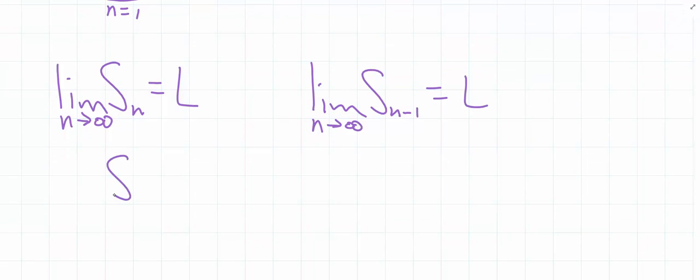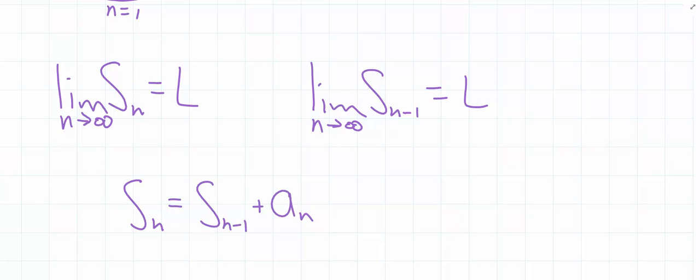So now realize that S sub n is equal to S sub n minus 1 plus A sub n. That's true, right? The way we get the nth partial sum is we take the previous partial sum and then add the next term. Do y'all see that? Any questions about that? Okay, now we're on solid ground here.